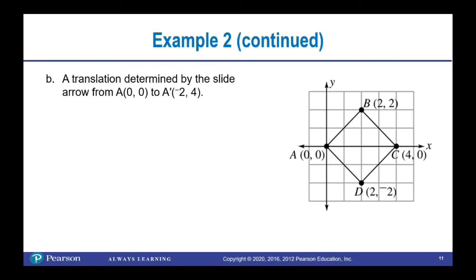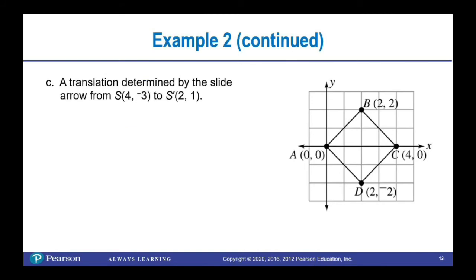So I want to think about what do I have to add or subtract from x and y to get that new point. Well, 0 minus 2 is negative 2, so I'd have x minus 2. And 0 plus 4 gives me 4, so I'd have y plus 4 would denote that translation. Notice that this is the same translation that we saw in part A.